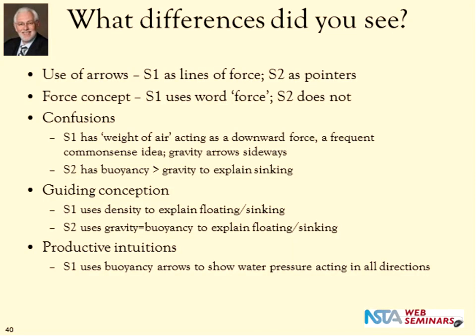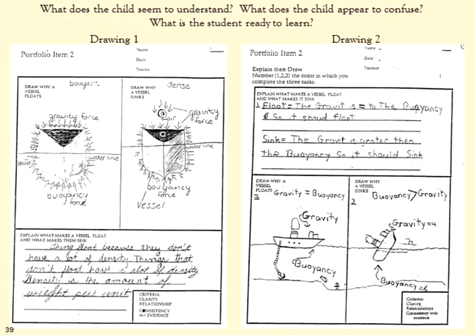With respect to guiding conceptions, or what it is that the student is thinking about, or perhaps has as a model of how sinking and floating occurs, student 1 uses a density model, and student 2 uses a gravity equals buoyancy explanation for floating and sinking.